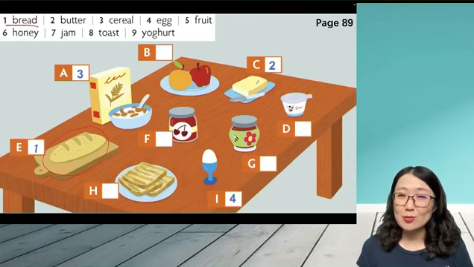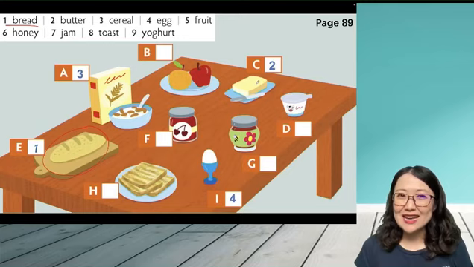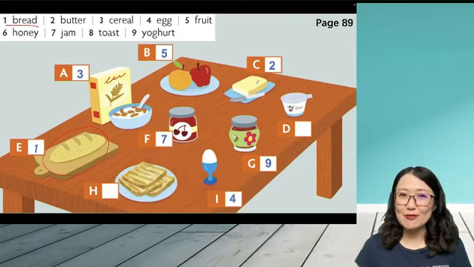Okay, and now let's take a look at number 5, fruit. So, do you have fruit for breakfast? I have fruit every morning for breakfast. Let's take a look which one is fruit. That's right, so it's number 5, okay? And the next one, honey. So, which one is honey? That's right, honey is a kind of sweet thing, right? So, which one is honey? Right, so it's picture G. And let's take a look at number 7, jam. Jam. So, which one is jam? That's right, so it's picture F.